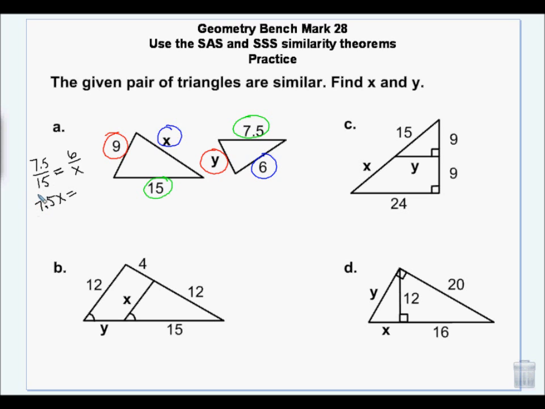Let me double check that. 90. So x is equal to 12. And then I'll use the same proportion, 7.5 over 15, and I'll do y over 9. So I get 15y is equal to 67.5. And then divide both sides by 15, and you get y is 4.5.